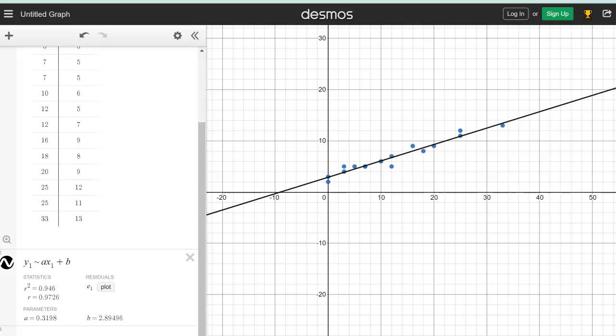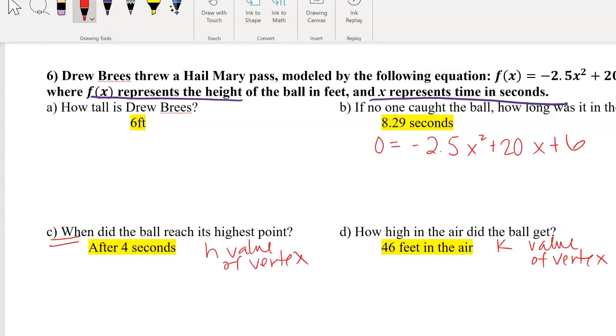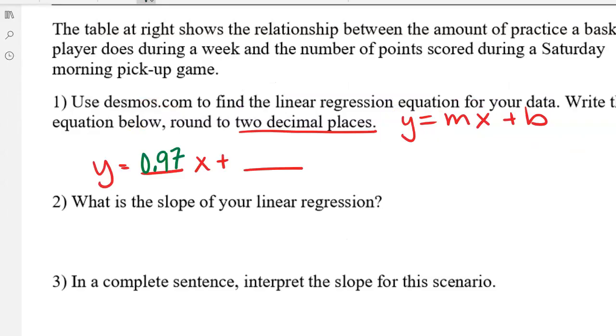Well, actually, can you bring me your A, Sibby? 0.3198. Perfect. Now, let's just round to 2 decimal places. 0.32. Is that okay? Do we all have that before we go further? So, guys, the location of your slope, it's always in front of what variable?